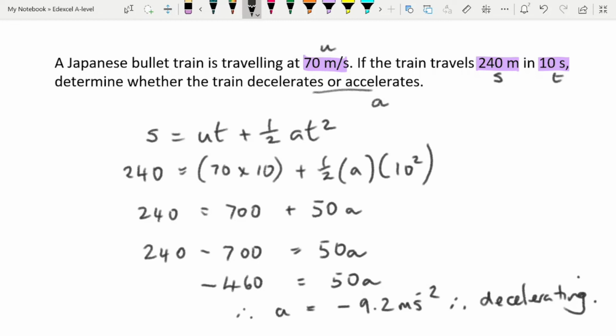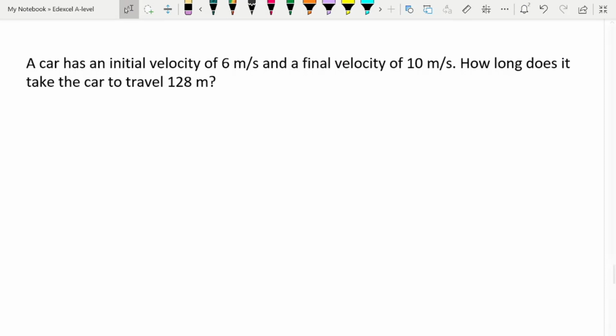Always a good idea to show as much working as you can. It doesn't take very long, and it keeps you on the right track and makes sure that everyone understands you know what you're doing. Next question. A car has an initial velocity of 6 meters per second and a final velocity of 10. How long does it take the car to travel 128 meters?